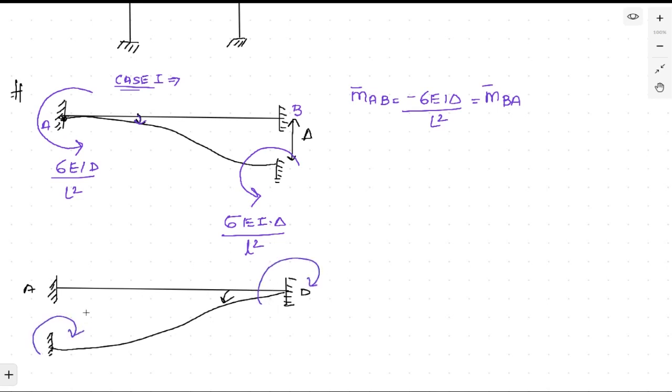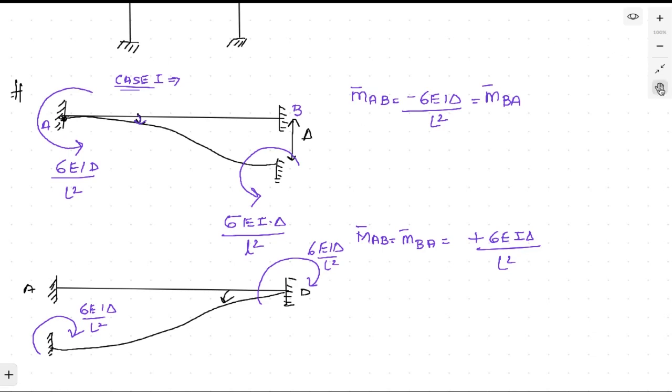This is clockwise. The value will be the same because the ends are fixed. This is 6EI delta divided by L square, and this is also 6EI delta divided by L square. It means that M bar AB is equal to M bar BA, and both of these will be equal to plus 6EI delta divided by L square. The fixed end moments will have these values when the ends are fixed.